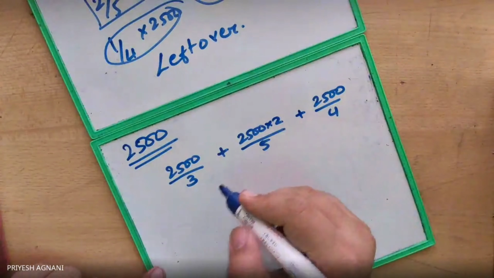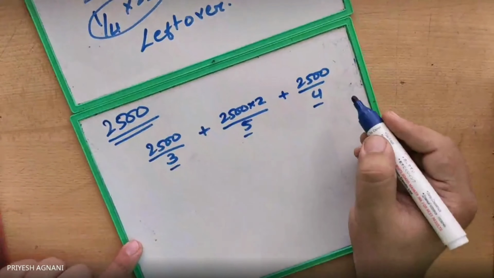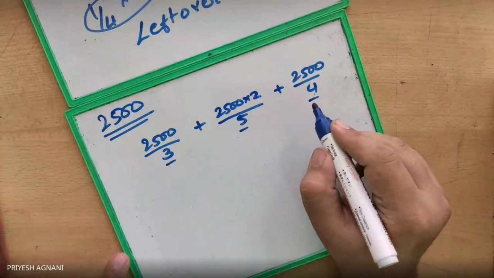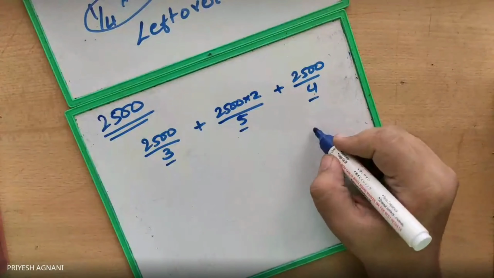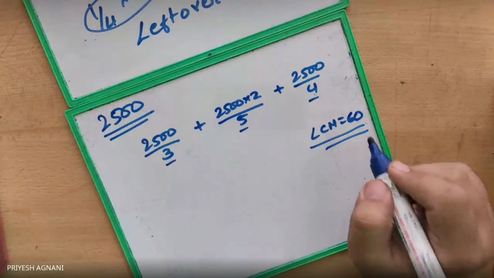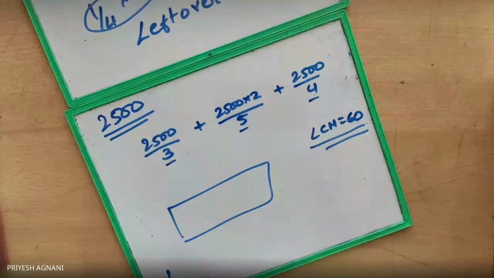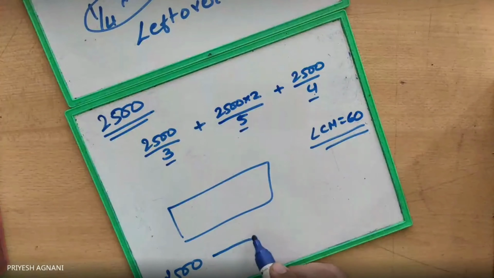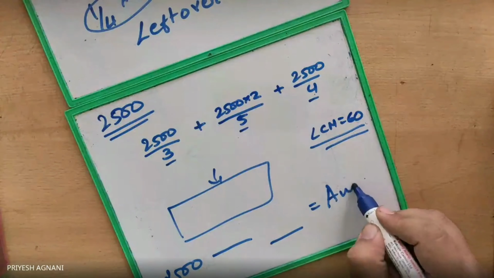After adding all of these, you find the LCM of 3, 5 and 4, that is 60. LCM is 60. When you find the answer for this, you add it all. Whatever answer you get, you subtract from 2500, and you get your answer.